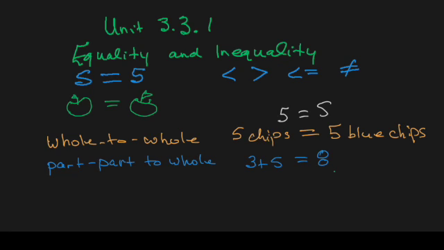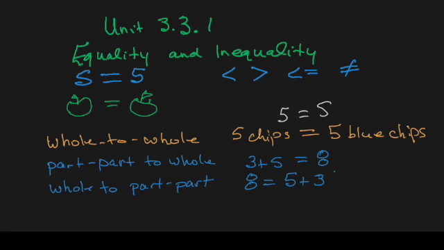Flipping that around, we would have a whole. We'd have a whole to part, so that's just flipped. So we would have our whole on this side of the equation and our part on the other side. So we could say 5 plus 3 over here, and we still have balance. We still have equality.